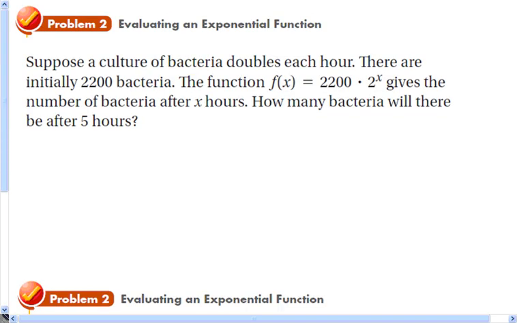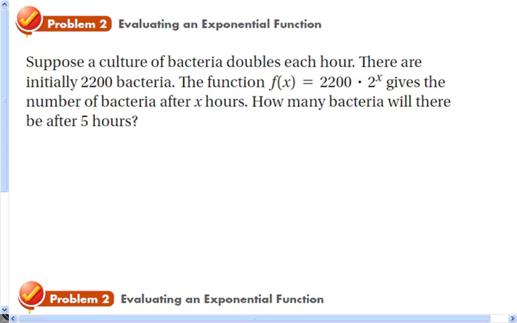All right, suppose a culture of bacteria doubles each hour. There are initially 2,200 bacteria. The function f of x equals 2,200 times 2 to the x gives the number of bacteria after x hours. How many bacteria will there be after 5 hours?